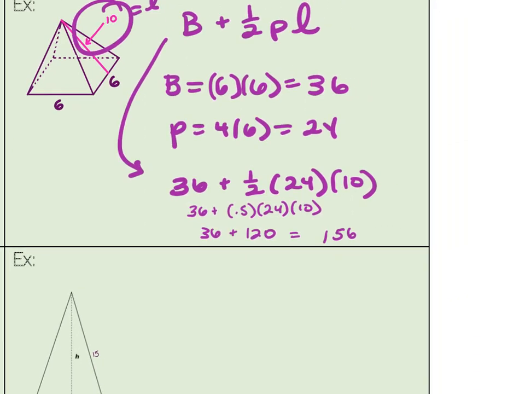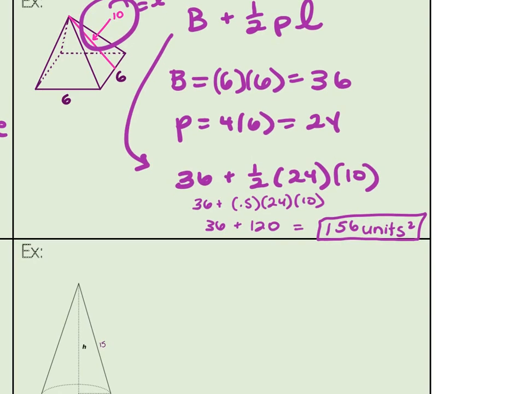And you get 156. If it was open-ended, you would leave it as 156. If it was multiple choice, it would say unit squared.